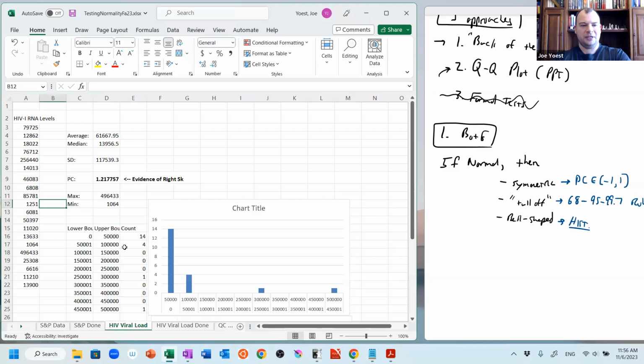When we come back, we'll take a look at this HIV viral load data, and we'll do the same thing with that.